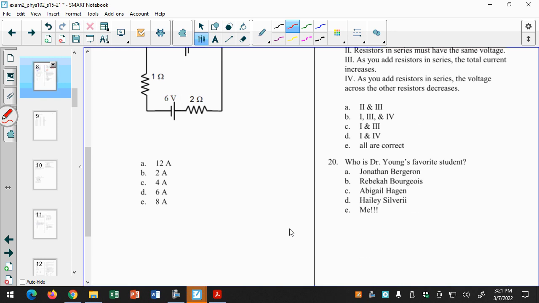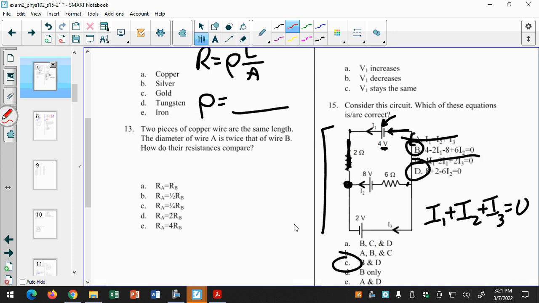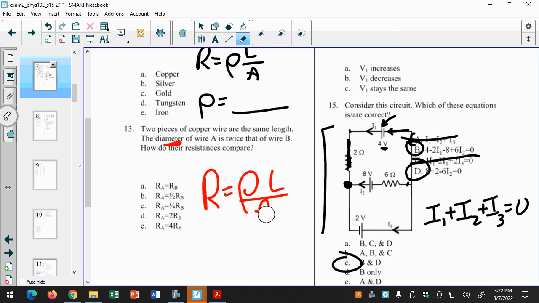Some of the questions talk about the different sizes of the copper wires. When do we have to use the equation for area, and when do we not? So if I give you the radius, then you need to use the equation for area, or the diameter. Either the diameter or the radius works the same. But if I give you the area, then you just use R equals rho L over A. Like, let's look at this number 13. Notice that I give you the diameter, but here it has area in the equation.